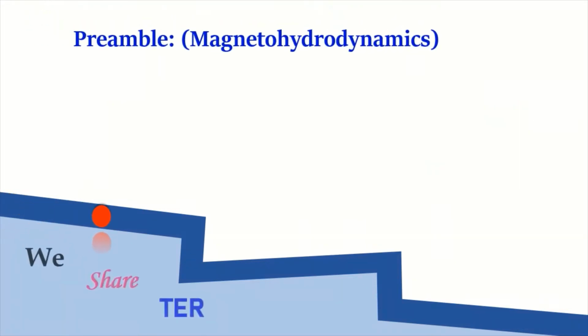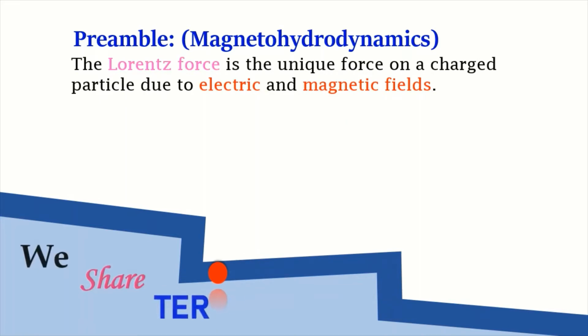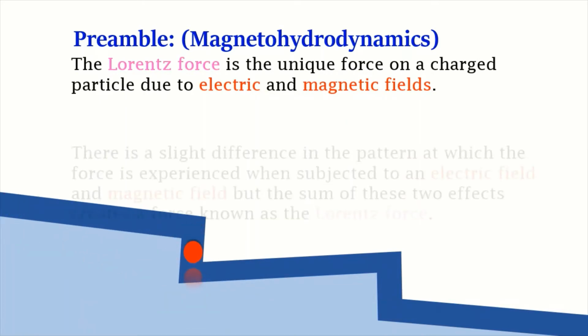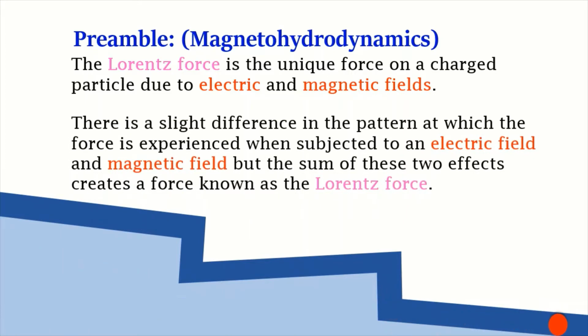Before we present the theoretical review, let us consider a preliminary introduction. The Lorentz force is the unique force on a charged particle due to electric and magnetic fields. There is a slight difference in the pattern at which the force is experienced when subjected to an electric field and magnetic field, but the sum of these two effects creates a force known as the Lorentz force.